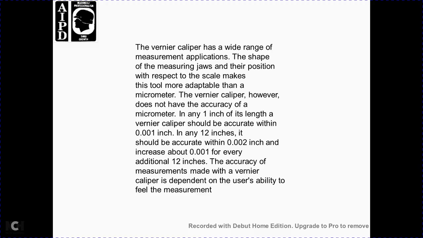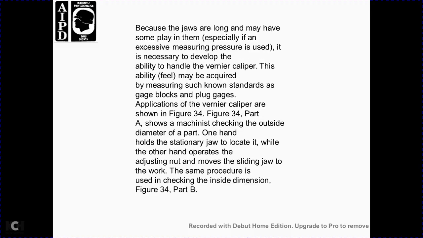The accuracy of a measurement made with the vernier caliper depends on the user's ability to handle the tool. Because the jaws are long, they may have some play, especially with excess measuring pressure, so it is necessary to develop the ability and feel required for measuring, such as when measuring known standards like gauge blocks and plug gauges. Applications of the vernier caliper are shown in Figure 34.